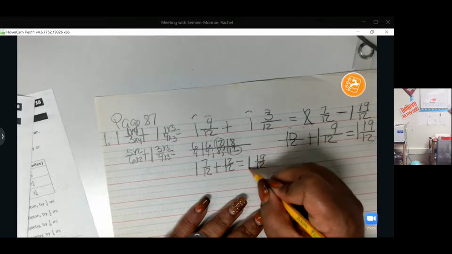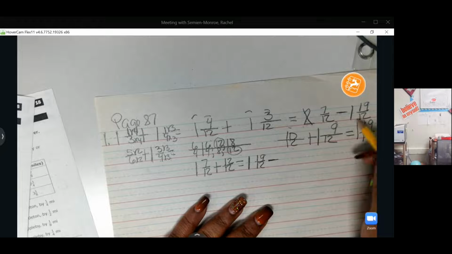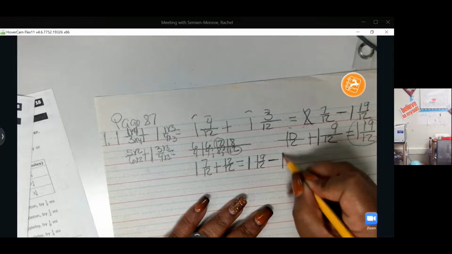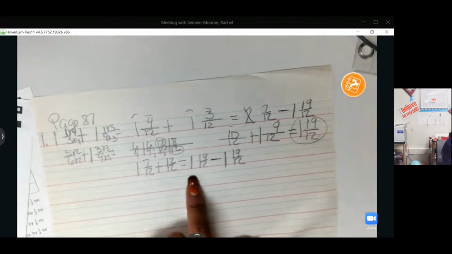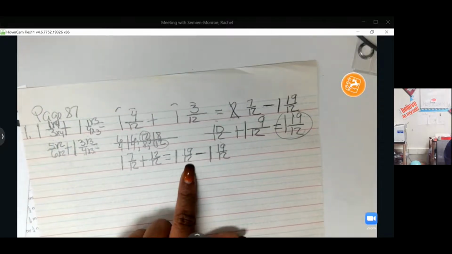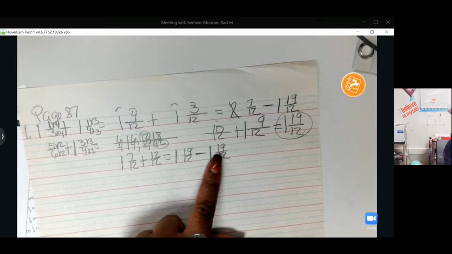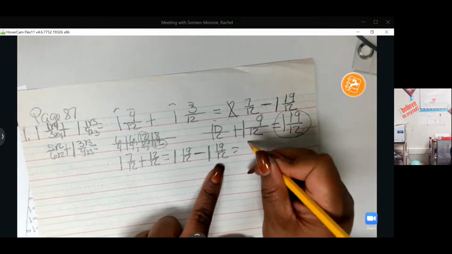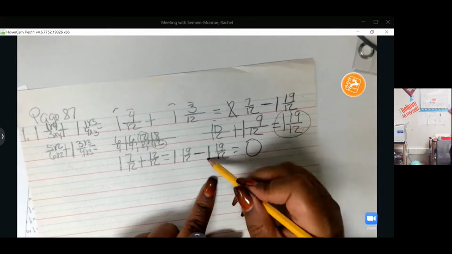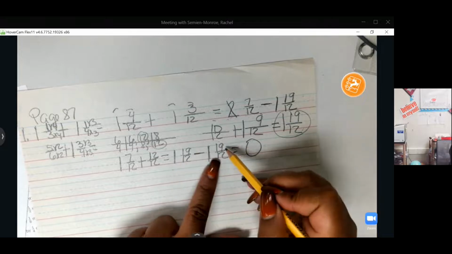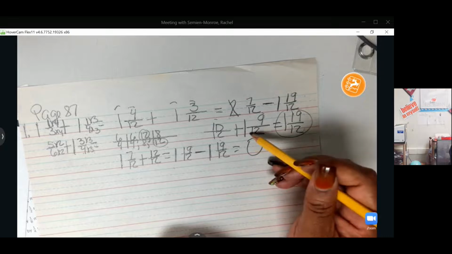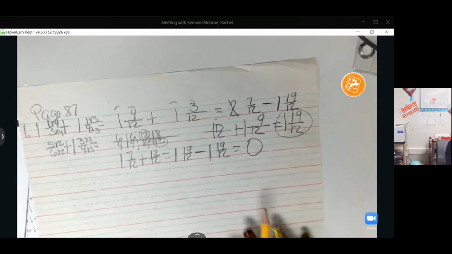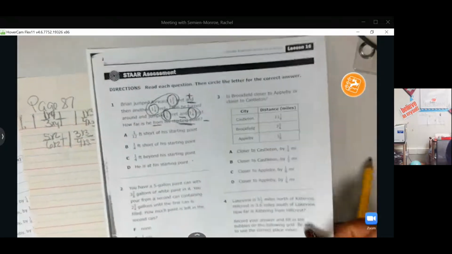And I have a 1 right here, minus my original number of 1 and 19 over 12. Wow, look at that. If I have 1 and 19 over 12 minus 1 and 19 over 12, that's going to equal a big old fat 0. 1 minus 1 is 0. 19 minus 19 is a 0. And of course, 12 minus 12 is a 0. It's a big 0. So let's see if we can find this answer right here.